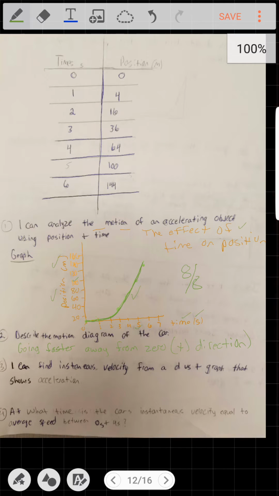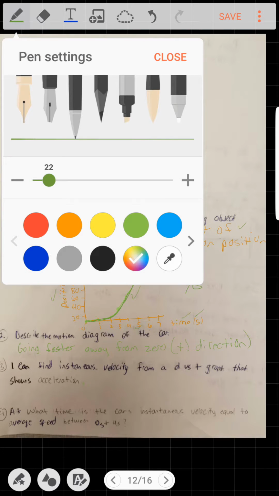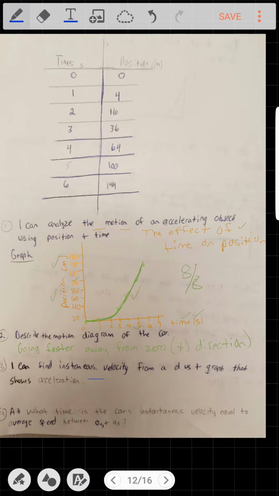Now let's read the next question, number 3. The goal is to find the instantaneous velocity from a distance versus time graph that shows acceleration. So we have to find an instantaneous velocity. In the test, it's going to give you a specific time. Let's find the instantaneous velocity at 3 seconds. Can we do this at 3 seconds?